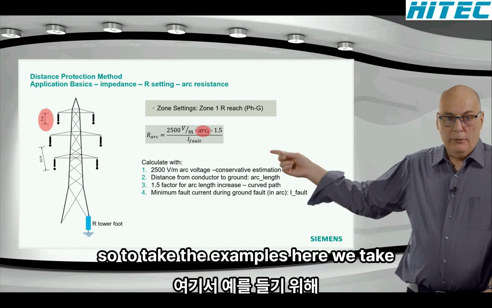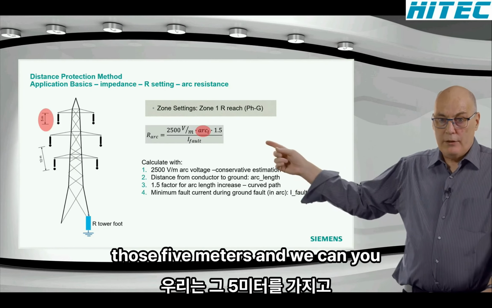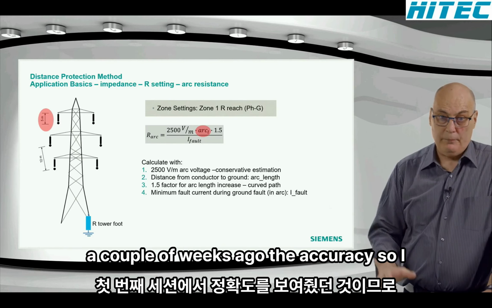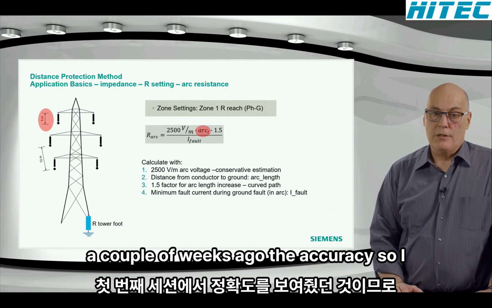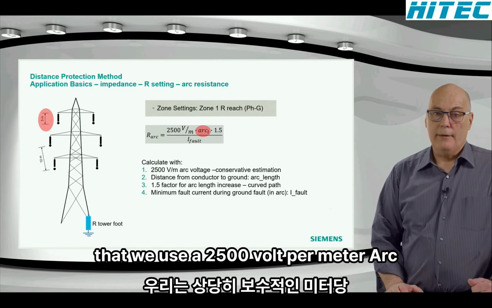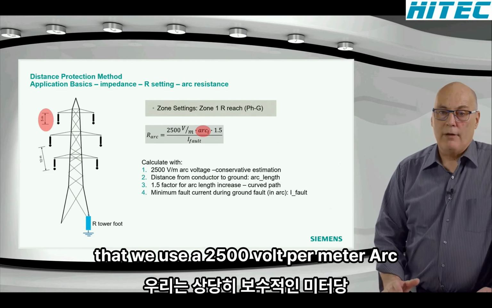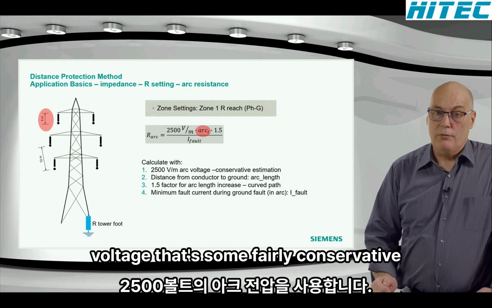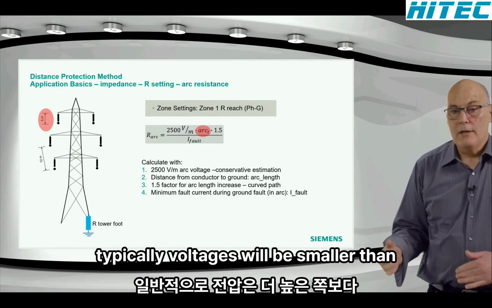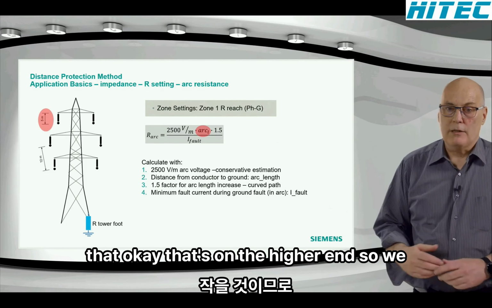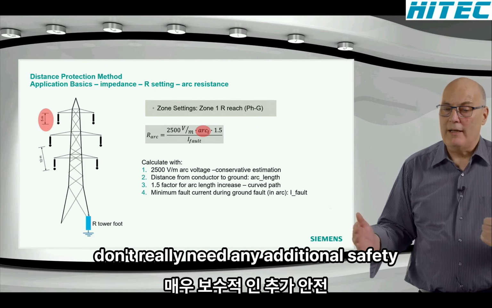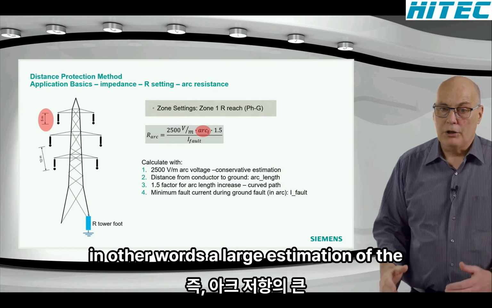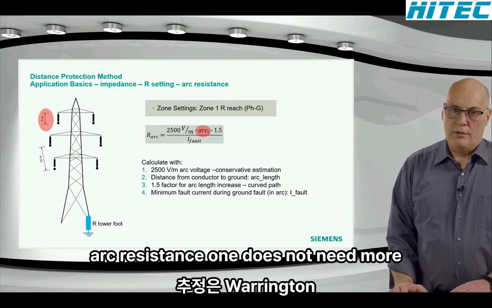So to take the example here, we take those 5 meters and substitute that in this equation. This is what we also showed in the first session a couple of weeks ago, the arc resistance, so I don't want to spend too much time on that. We use a 2,500 volt per meter arc voltage. That's fairly conservative. Typically voltages will be smaller than that. That's on the higher end, so we don't really need any additional safety margin. That is a very conservative, in other words, a large estimation of the arc resistance.